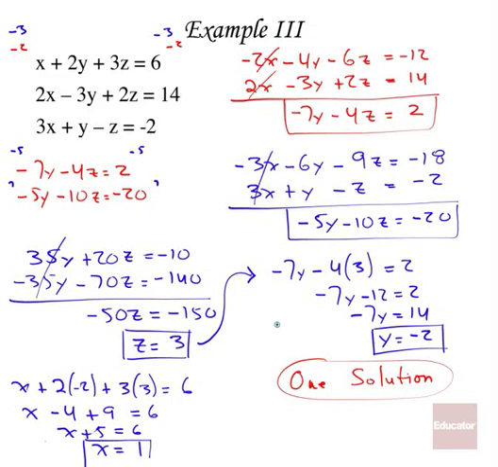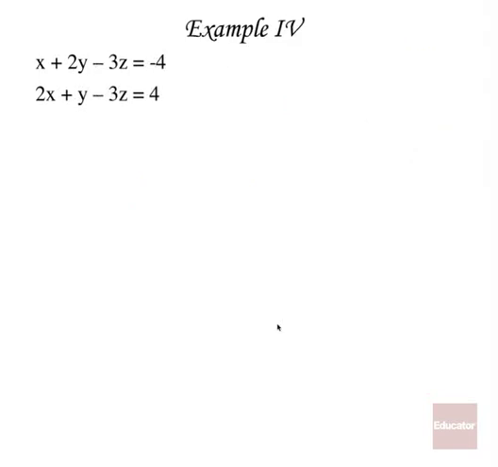Okay, let's see what else we have in store here. Example 4. Okay, so we have x plus 2y minus 3z equals minus 4, and 2x plus y minus 3z equals 4. Notice in this case we have two equations and three unknowns. So let's see what's going to happen here.